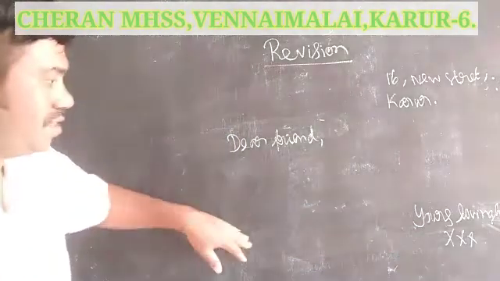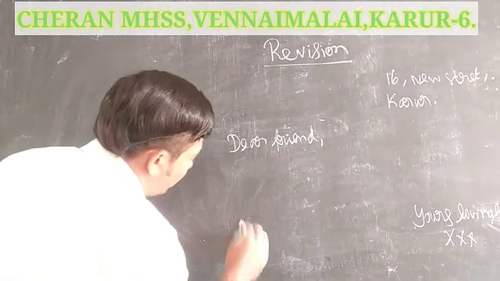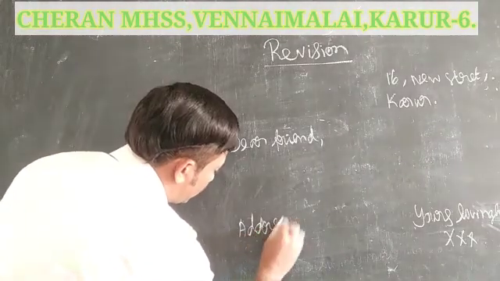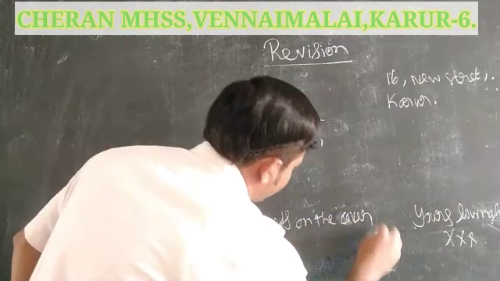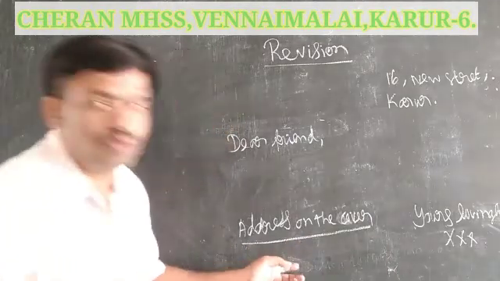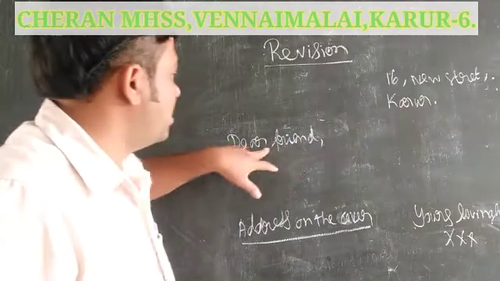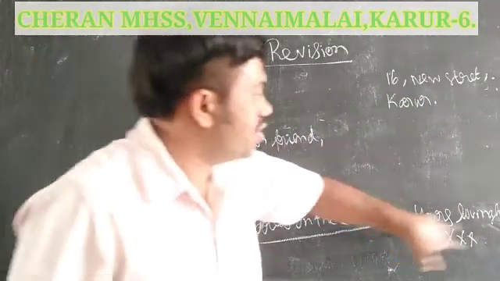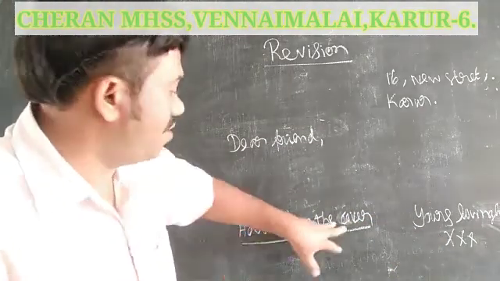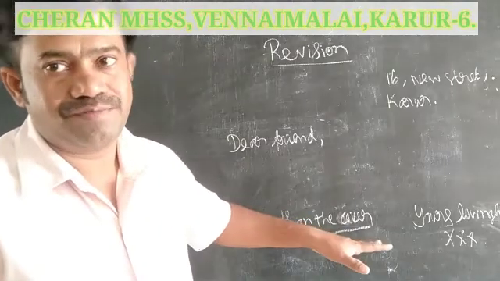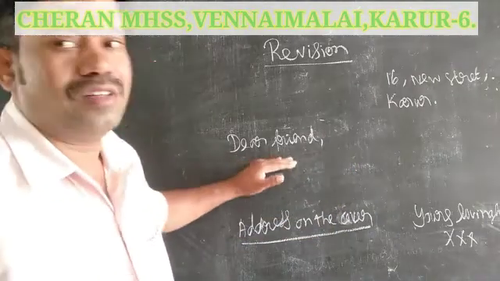Then on this side, straight opposite, you have to write the address on the cover. That is two addresses you have to write. Here you have to write the from address. Then dear friend, then body of the letter, then yours lovingly. Straight opposite, on the right side, you have to write the address on the cover. Here you have to write the address of the person to whom you are going to write. This is a personal letter.